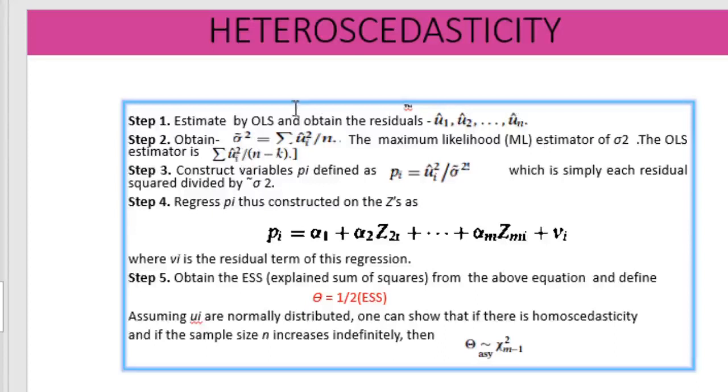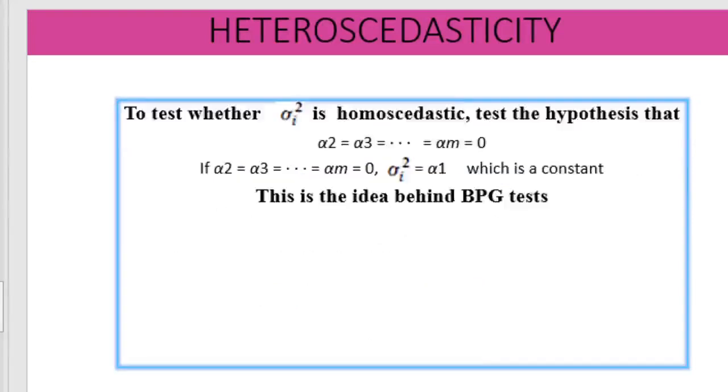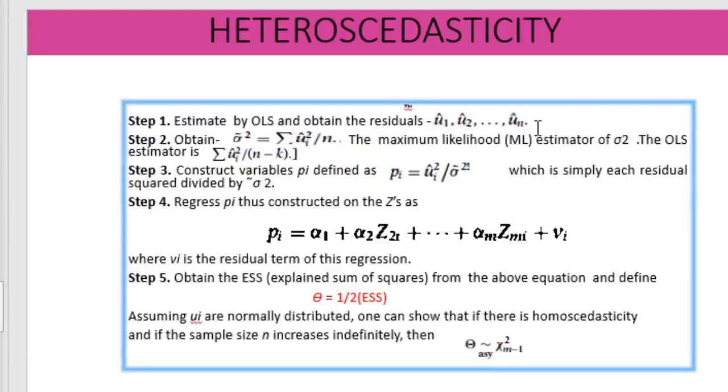The steps are: first, estimate by OLS and obtain the residuals u1 cap, u2 cap, etc. That is, estimate this k-variable model equation and obtain the residuals. Second, obtain sigma cap square, which is equal to the sum of ui cap square divided by n. Third, construct the variable pi defined as pi equal to ui cap square divided by sigma cap square, which is simply each squared residual divided by sigma cap square.